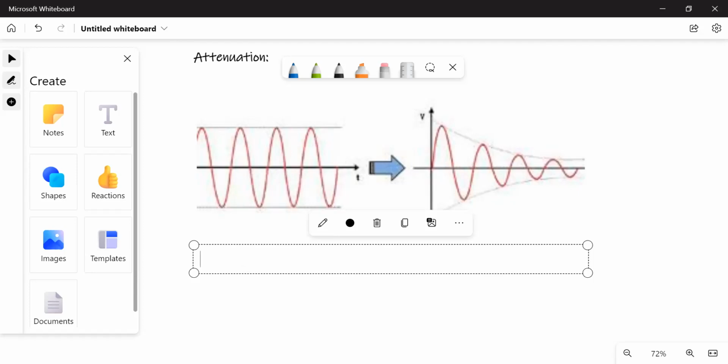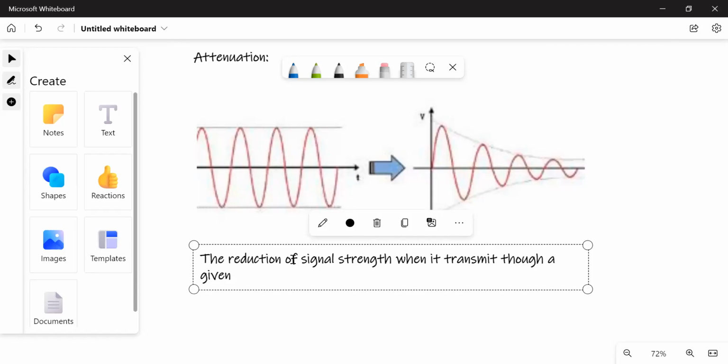So let's write down. We can say the reduction of signal strength when it transmits through a given medium. So that is what we call attenuation.